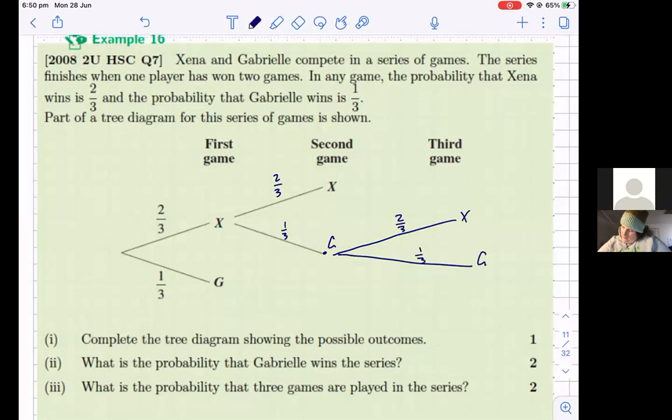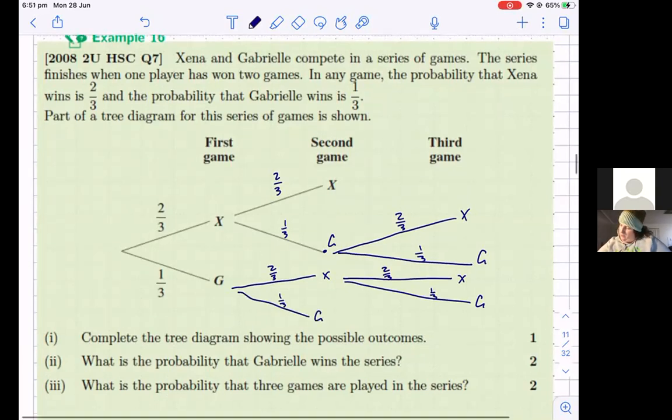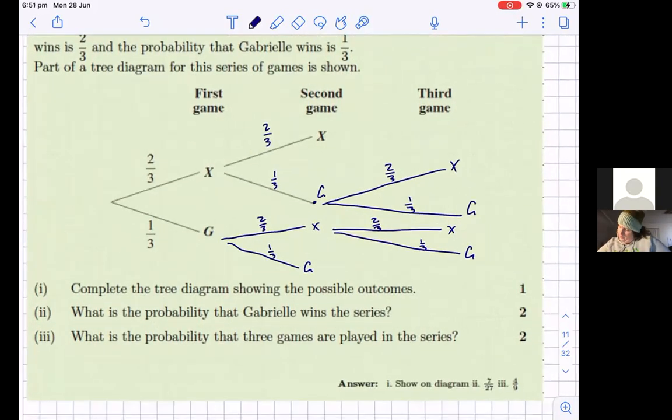Okay, second game. If Zena wins it, then it does go to a third. Again, Zena 2/3, Gabby 1/3. If Gabby wins it, it ends because she's already won 2 games. What's the probability that she wins the series?